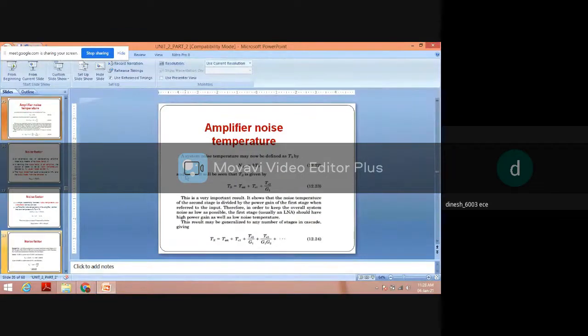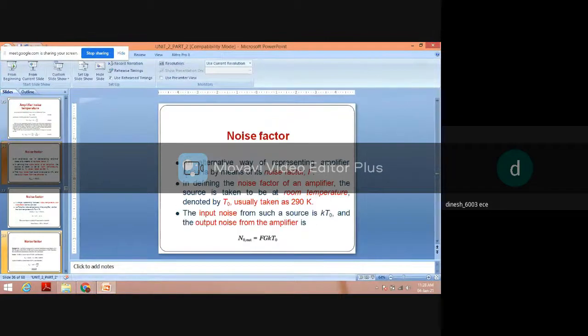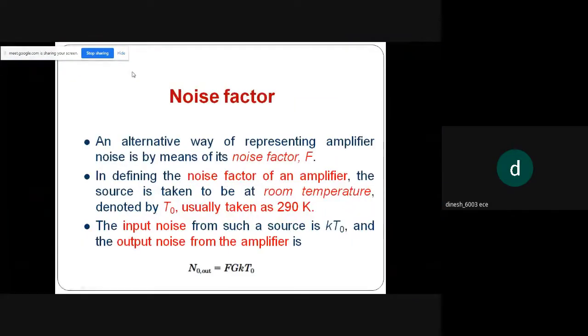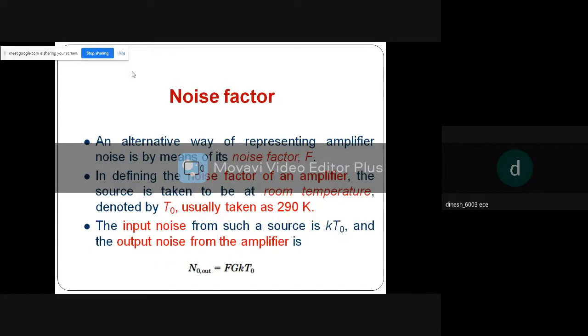So since there are no further queries, I move on to the next topic, which is noise factor. An alternative way of representing the amplified noise is by means of a noise factor F. The definition of the noise factor of an amplifier is taken at room temperature, denoted by T naught. The room temperature is 290 Kelvin.